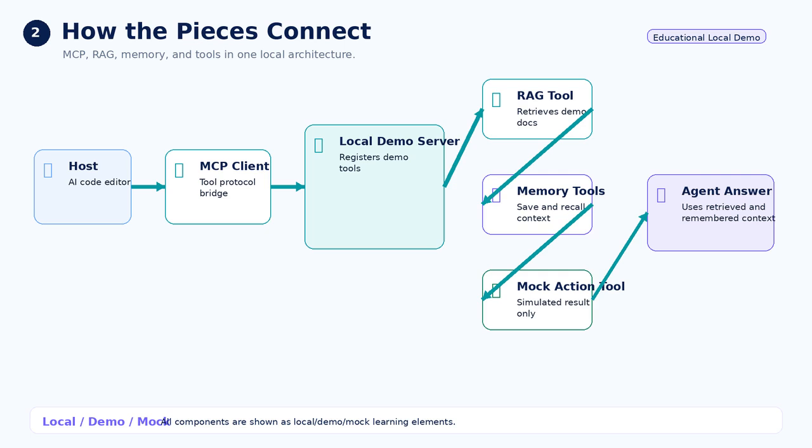RAG brings trusted local demo knowledge into the answer. Memory brings useful past context into the next step. Tools let the agent perform controlled local actions.